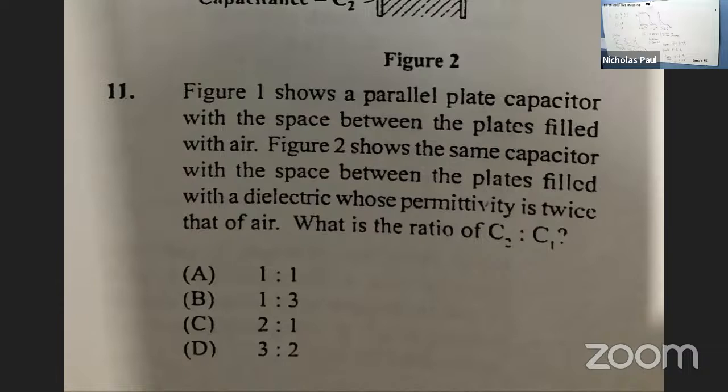2 to 1. It looks like C. So it will be 2 epsilon A over d, versus epsilon A over d. This is the same, this is the same, this is the same. So it's 2 to 1.